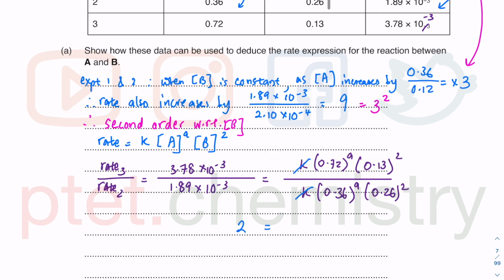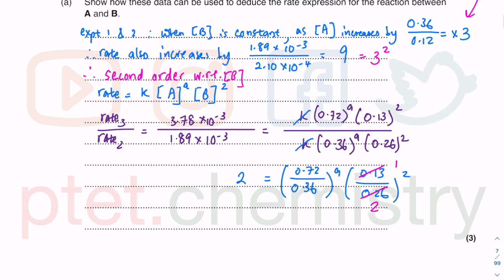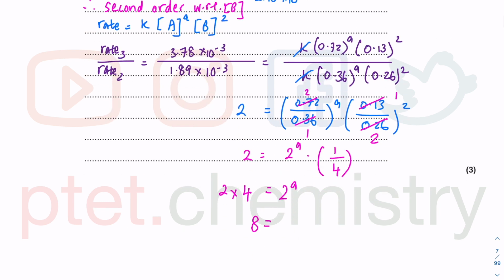So that is 2. And then I'm going to combine the thing with the power of a together. And then we're going to get 0.13 divided by 0.26 squared. Hopefully you can see this is times 1, this is times 2. So 2 is equal to 0.72 over 0.36, which is 2, to the power of a. And then I get 1 over 4 because 2 squared is 4. So 2 to the a is 2 times 4. So 8 is 2 to the a because I moved the 4 up there. So it's multiplied together. So 2 to the power of something gives you 8. Therefore a equals 3.